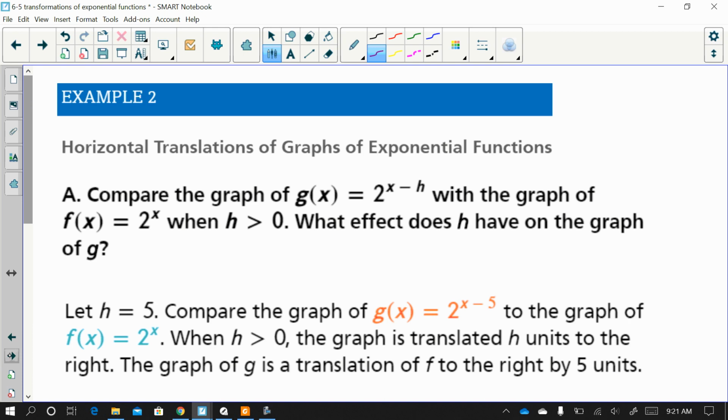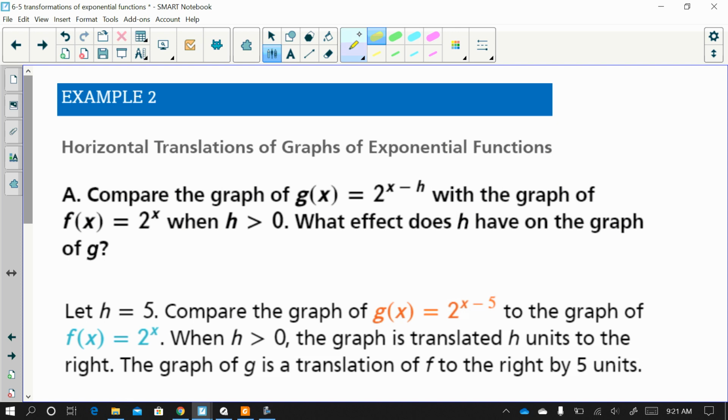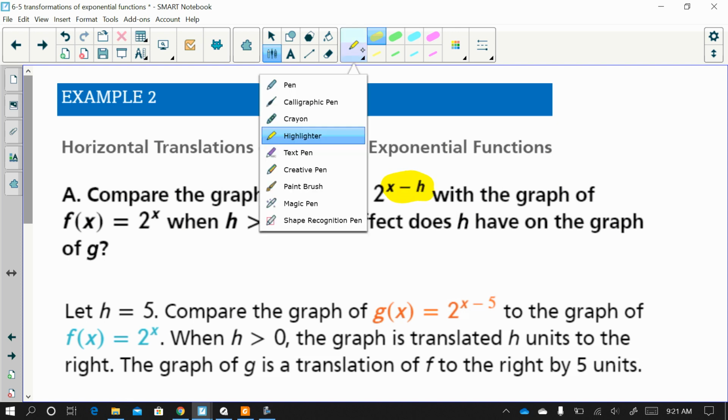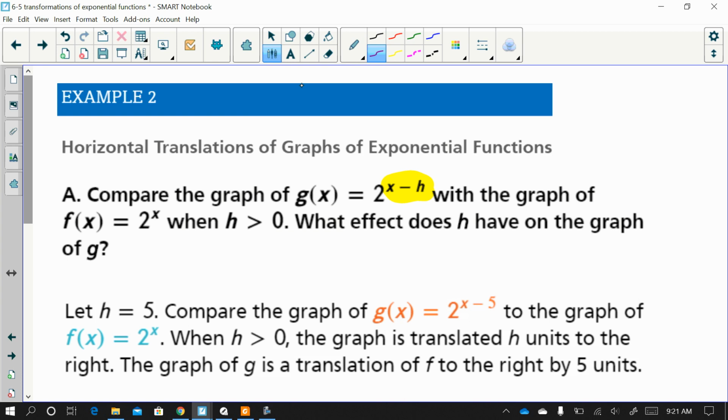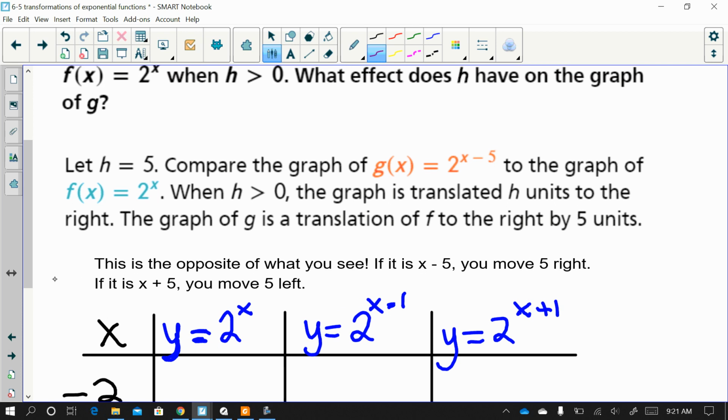Okay, next example. This time we're looking at h. And the big thing to notice here, h is with the x. It's inside the exponent. So we're going to compare 2 to the x minus h with the graph of 2 to the x. We're going to see what happens. So let's look at h equals 5. Let's compare the graph of g of x equals 2 to the x minus 5 to the graph of just plain 2 to the x.